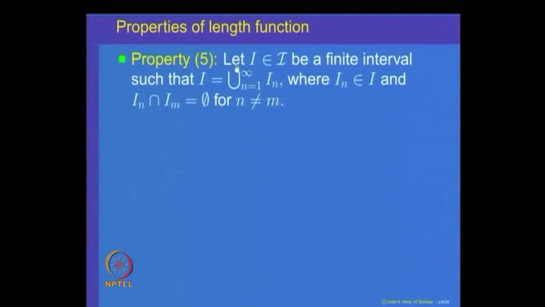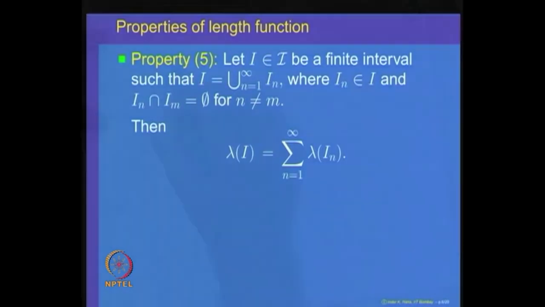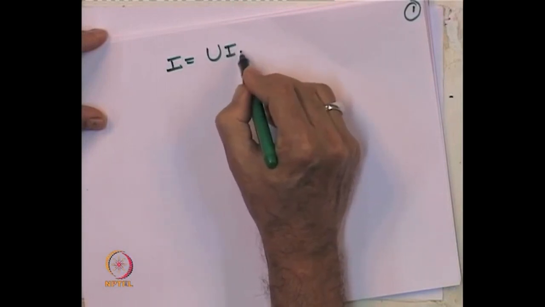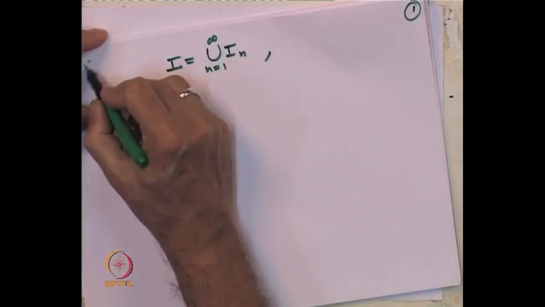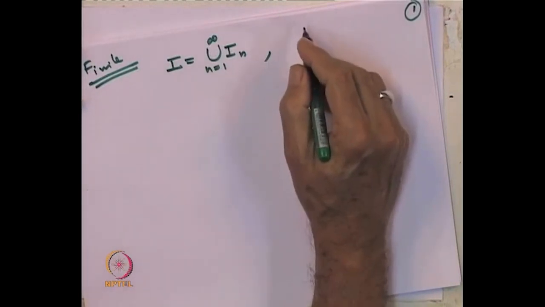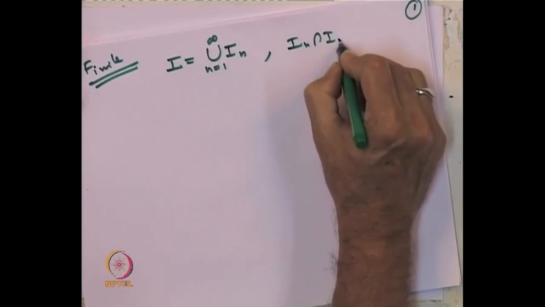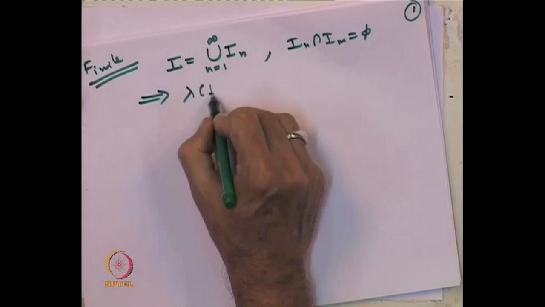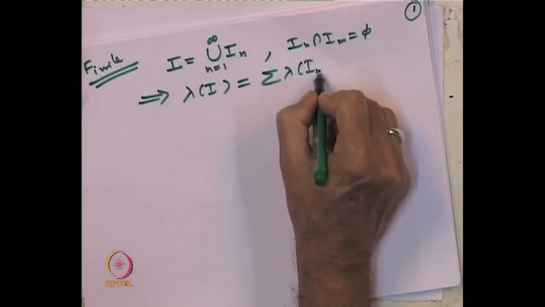Next thing we want to prove is the following: if I is an interval, a finite interval say, which is a union of pairwise disjoint intervals I n, n equal to 1 to infinity, then the length of I is equal to sigma length of I n. This property, in fact, we had proved, so let us prove it once again. So, if I is an interval which is written as a union of intervals I n, n equal to 1 to infinity, with I finite, keeping in mind we are keeping I as a finite interval, and I n intersection I m is equal to empty, then that implies length of I is equal to sigma length of I n.